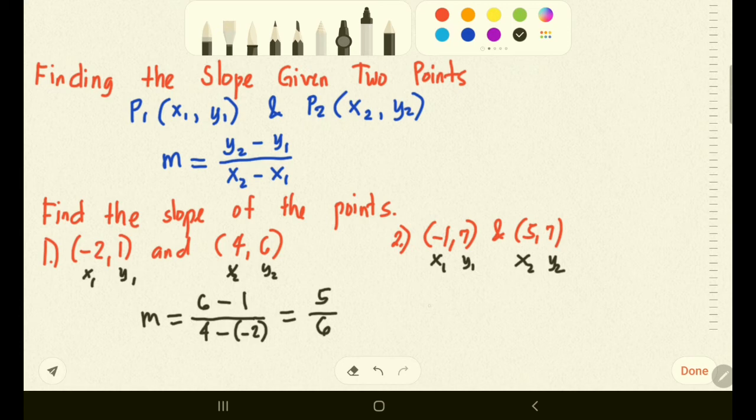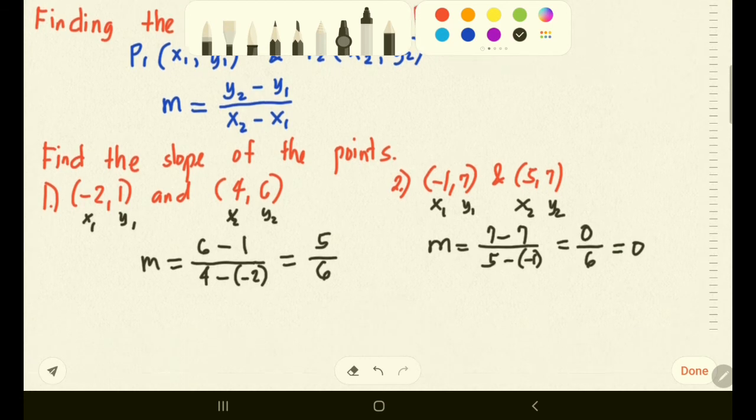And then, apply the formula. So, m, y sub 2 is 7 minus y sub 1 is 7 also. X sub 2 is 5. X sub 1 is negative 1. So, 7 minus 7 is 0. 5 minus negative 1, that is 6. But 0 over 6 is 0. So, this set of points has 0 slope. Okay. Another example.